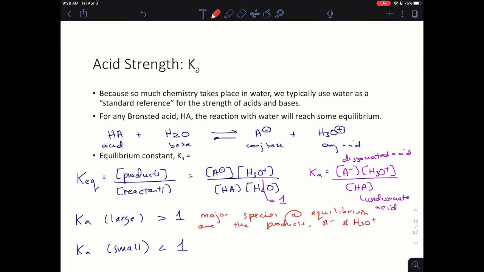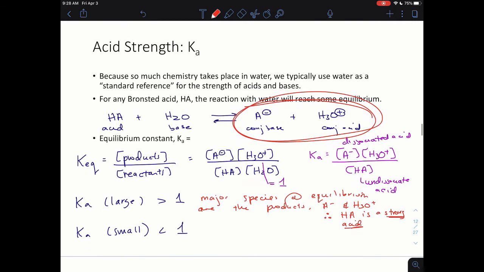So what we say here is we say HA is a strong acid. Strong acids completely dissociate in water to form their conjugate base and hydronium ion. So that is the definition of a strong acid.